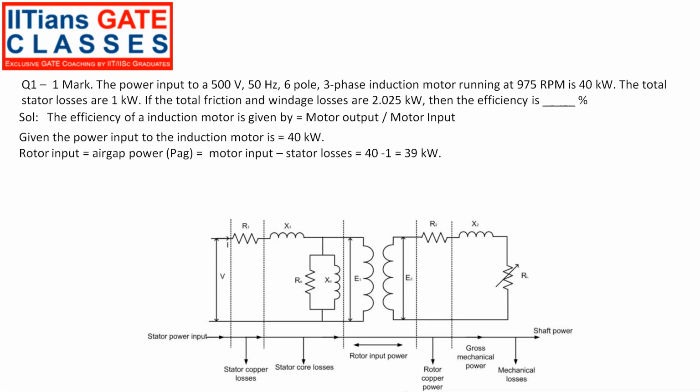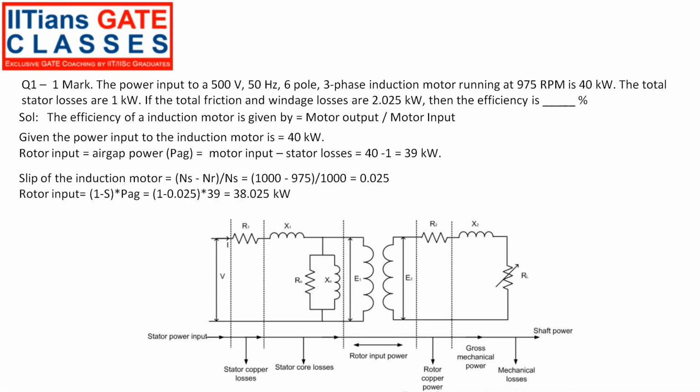They have given us the power input to the induction motor as 40 kilowatt. Now the rotor input, which is nothing but the air gap power, is the motor input minus stator losses, that is 39 kilowatt. Now we have to calculate the slip of the induction motor, which is given by Ns minus Nr by Ns, where Ns is the synchronous speed, that is 1000 RPM, and Nr is 975 RPM, which is given in the question. So the slip will be 0.025. Now the rotor input is given by (1 minus S) into PAG, where PAG is the air gap power. This gives us 38.025 kilowatt. So we got the rotor input power.